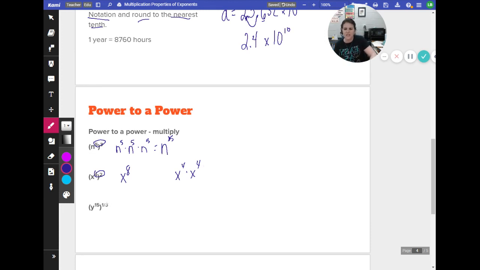Okay, so 15 raised to the 1/3. This one's kind of weird. You're probably thinking, how would I write that out? Well, we'll get into how to write it later in this chapter. If we have something to a fractional exponent, it's like taking the cubed root of it or the square root. This one would be the cubed root, but if it was 1/2, then it'd be the square root. But long story short, if we just follow the simple rule, power to a power multiply, what is 15 times 1/3? 15 times 1/3 is 5. So it's y to the 5th.